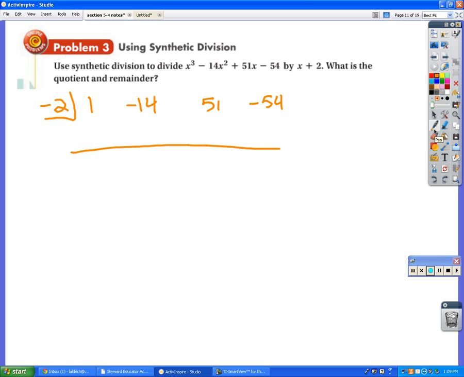All right, step 1 is always to take this number, whatever it is, and write it down here. So if it's a 1, you write a 1. If it was a 4x cubed, then you would bring the 4 down. If it was a 12x cubed, you bring the 12 down. Then all you have to do from there is multiply and add, and multiply and add, and multiply and add, and multiply and add. So -2 times 1 is -2, so that goes right here.